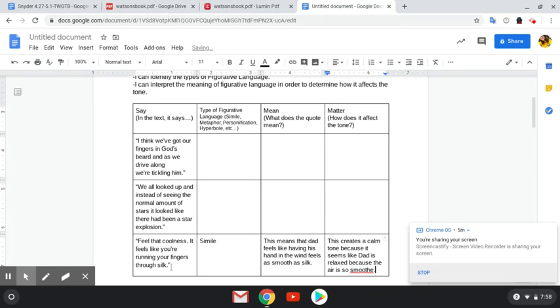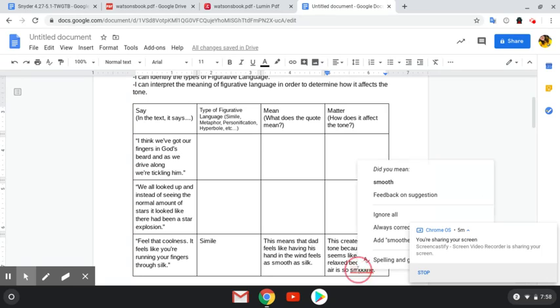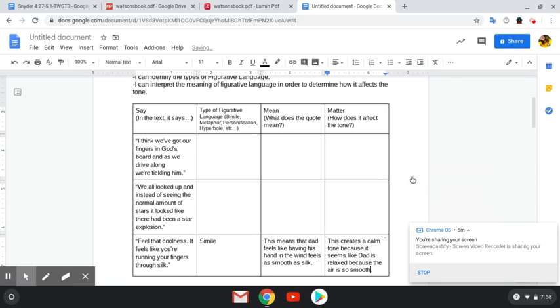All right, so you are going to complete this chart for these top two quotes and then turn it in. That's all you have to do for today. So it's kind of a light day. Oh, I spelled smooth wrong. That E doesn't need to be there.